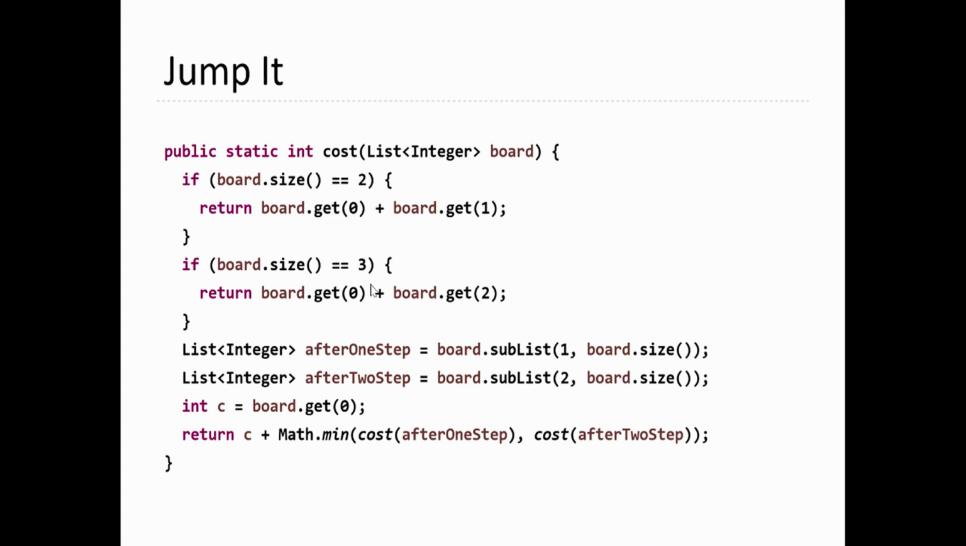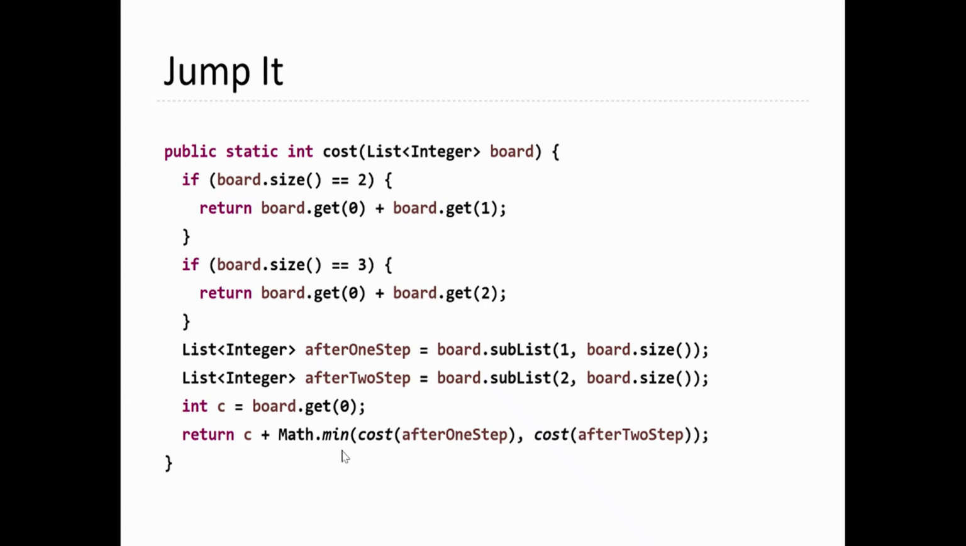Now you use the method in the recursive part of the method, even though it hasn't been completely written yet. The method's not done until you write this line. So I'm just going to assume that cost actually does what it says it does, so I can use cost to evaluate the cost of the board after stepping 1 square. Similarly, I can use cost to evaluate the cost of stepping 2 squares.